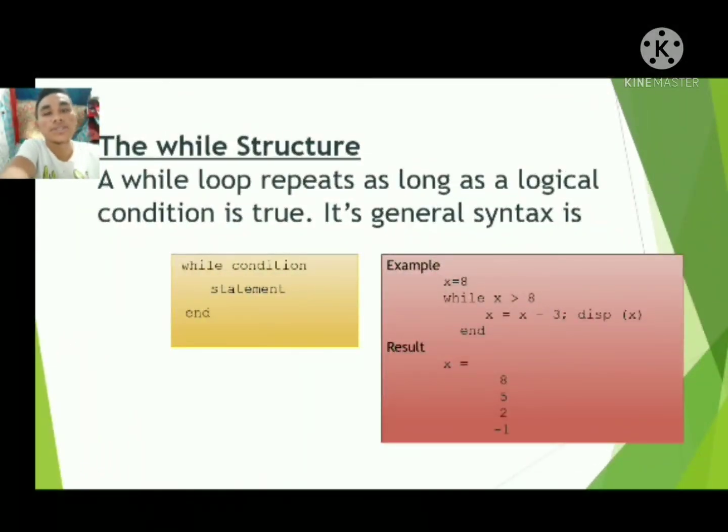The while loop repeats as long as a logical condition is true. Its general syntax is: while condition, statement. For example, x = 8; while x > 0, x = x - 3, display x. The result is x = 8, 5, 2, and -1.